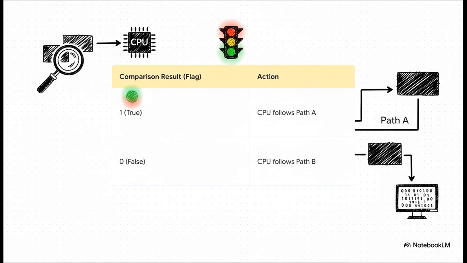So how does this happen physically? It's genius, really. When a logic circuit makes a comparison, the result, true or false, sets a tiny little switch inside the CPU called a flag. It's like a railroad switch. If that flag gets flipped to a 1, the CPU is physically hardwired to follow instruction path A. If it's a 0, it's forced to follow path B.